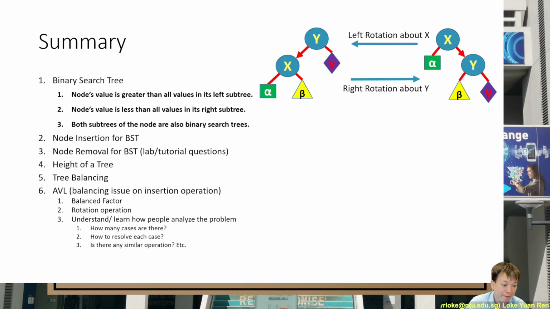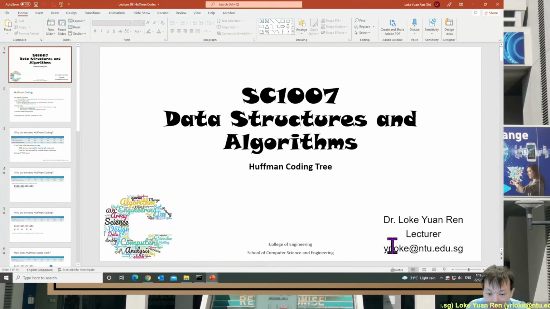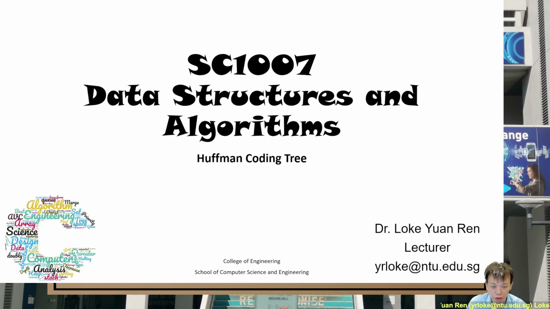Okay, last I'm going to give you another example. Okay, Huffman Coding tree. This is just an example to show, again, I'm not asking you to implement this particular algorithm, just show you how this binary tree can be applied to some real world problem.